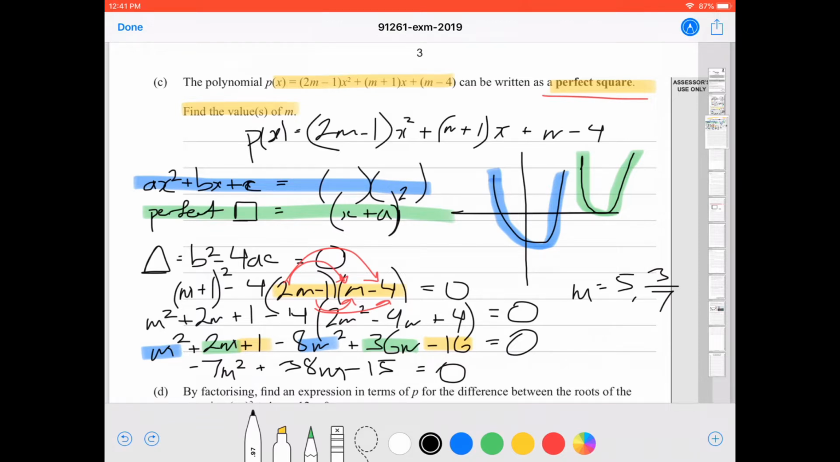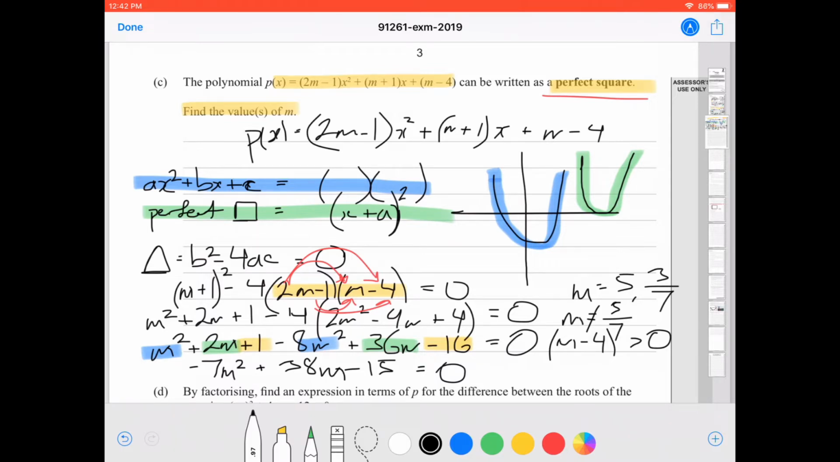Oh, okay, we're not quite done. I'm just looking at the marking schedule. They say 3 over 7 eliminated as m minus 4 must be at least 0 since the expression is a perfect square. Interesting. So they say m does not equal 3 over 7 because m minus 4 must be at least 0. Okay, and what are they getting at with that?